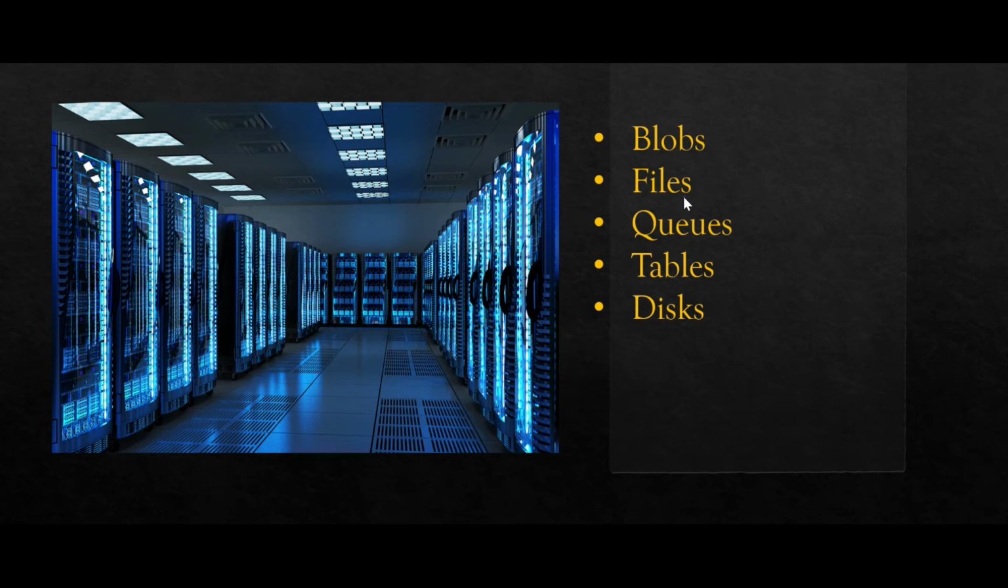Files refer to managed file shares. This can be on-premises as well as on cloud. If you require messaging between components, then queues are better. They hold the messages in a sequence. So that is a different type of storage. Tables are used for NoSQL, where you have schema-less databases, so those will go in tables. And disks, if you are coming from the Amazon world, you have EBS, Elastic Block Store. So disks are the block store in the Azure world.